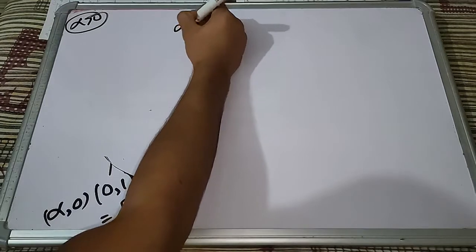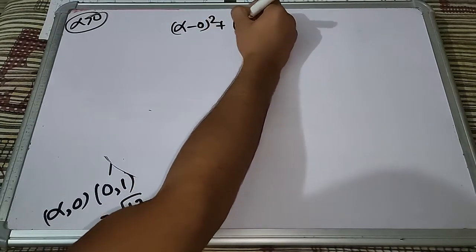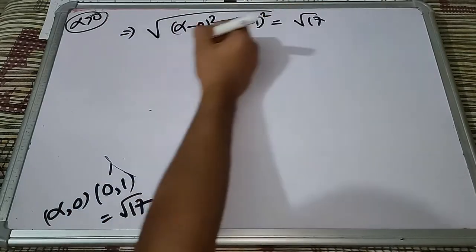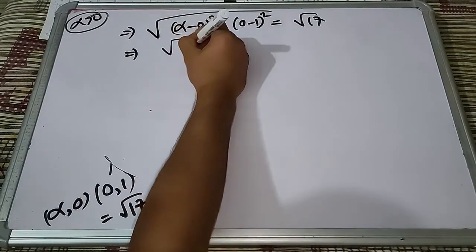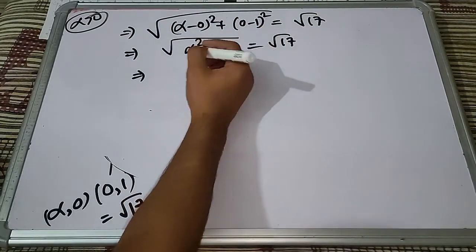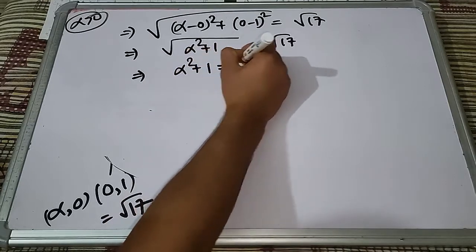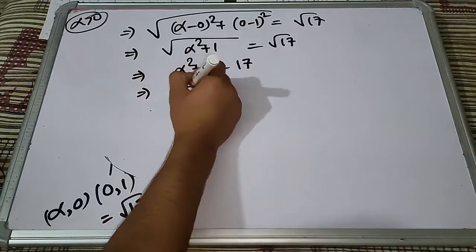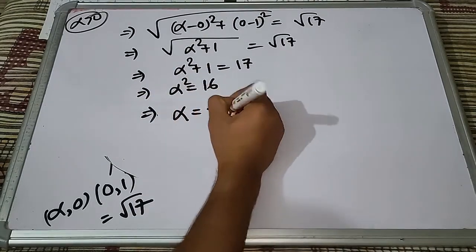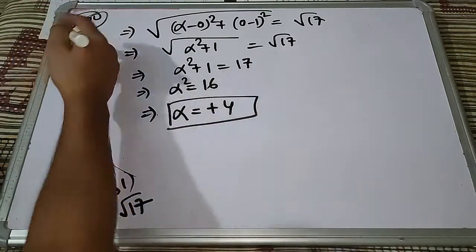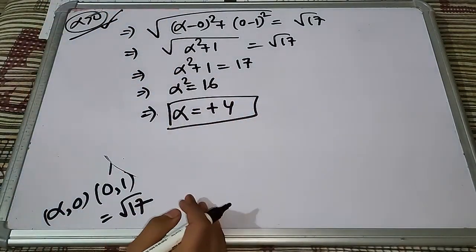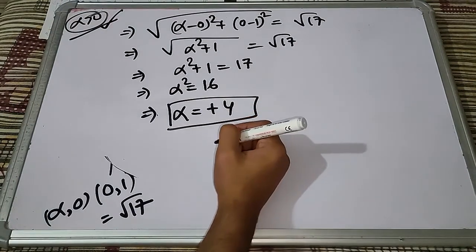So let us apply the distance formula. Root of (alpha minus 0) whole square plus (0 minus 1) whole square equals root 17. So this becomes root of alpha square plus 1 equals root 17. If you square both sides, this becomes alpha square plus 1 equals 17. Therefore alpha square equals 16 and alpha should be plus 4. We will not take minus 4 as we already concluded that alpha should be more than 0. Therefore alpha equals plus 4.